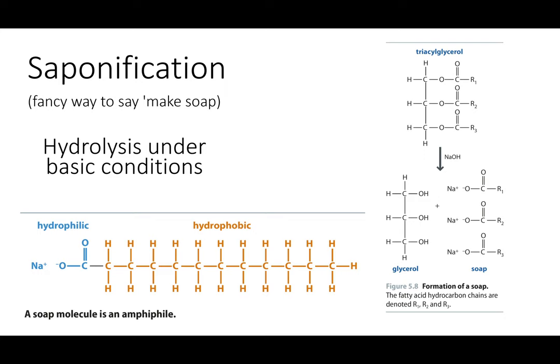And when you do, you release glycerol. So the ester bonds get hydrolyzed, and you reform your alcohols and your carboxylic acids. But because we're under basic conditions, the carboxylic acids are deprotonated. And that's how we make soap. Soap is really just fatty acids. That's it.